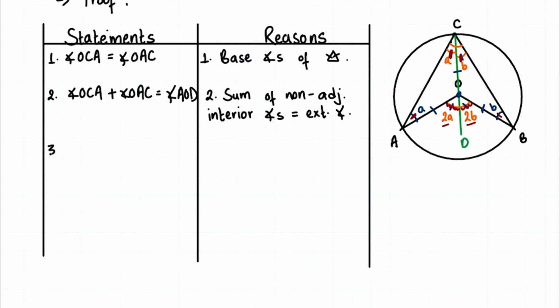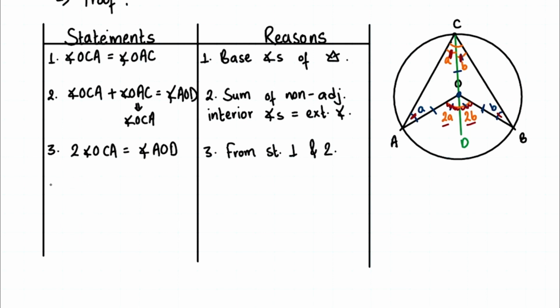In our number 3, what we can say is, since OCA and OAC are equal, we can replace OAC with angle OCA, from our statement 1, and we can write that as 2 angle OCA is equal to angle AOD. So this is from our statement 1 and 2. So in our number 3, we are going to write from statement 1 and 2.